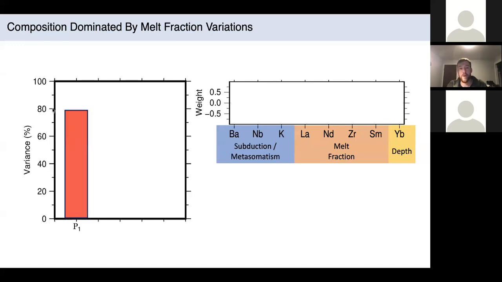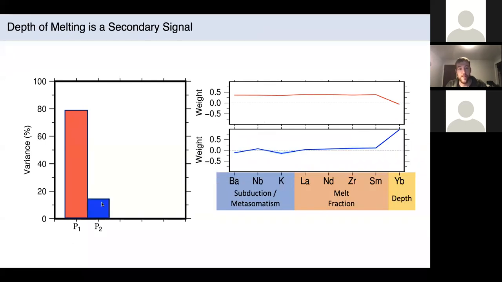Our first principal component is roughly 80% of the data, and it's almost horizontal, or equal, for all components except for ytterbium, which is almost 0. This is our melt fraction signal, so it should correlate very nicely with lanthanum over samarium. Next, we have principal component 2, which is roughly 15% of the data set. This one is almost 0 for everything except ytterbium, where it has a very high weighting. So this is our depth of melting signal.